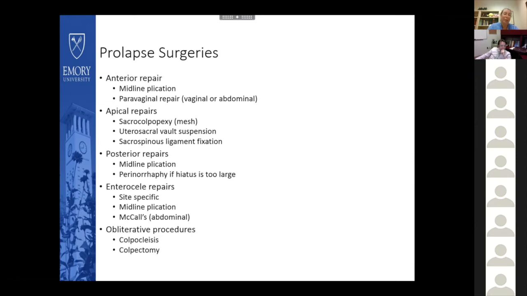Posterior repair, you can do a midline plication. It's pretty much the same as an anterior repair, just done on the posterior wall. If the hiatus is too large, you need to do a perineorrhaphy at the same time. Enterocele repairs, there's a whole bunch of these. They have a lot of names. Site-specific ones are done very similar to hernia repairs. You just take off the vaginal epithelium, you do a purse string suture several times, and you fix your hernia.